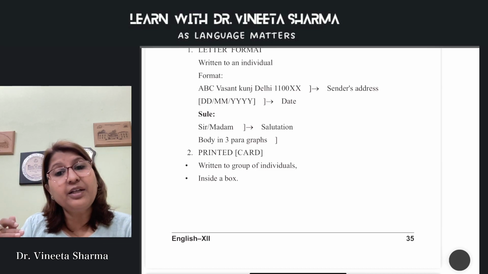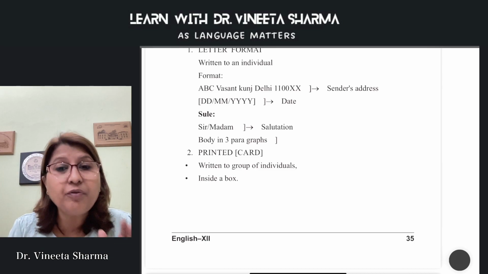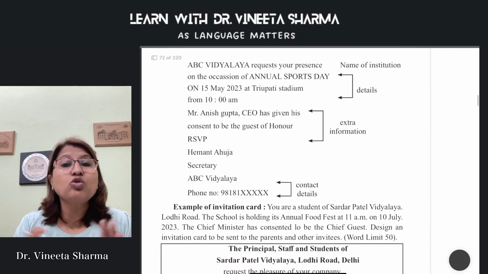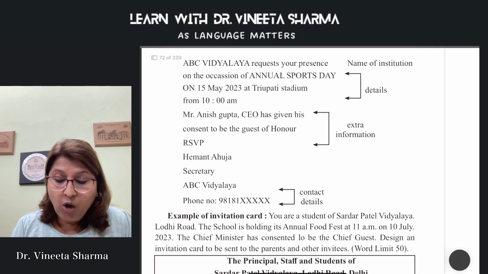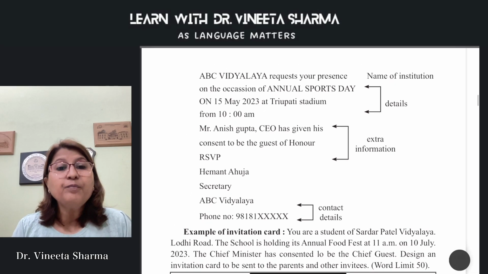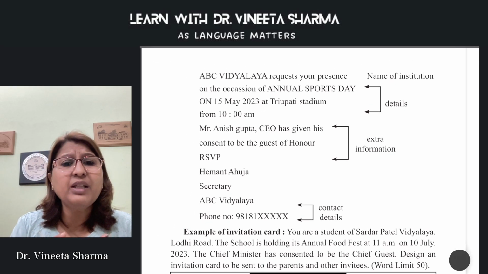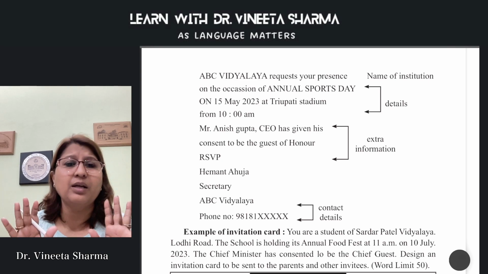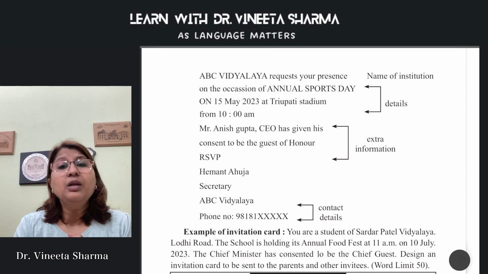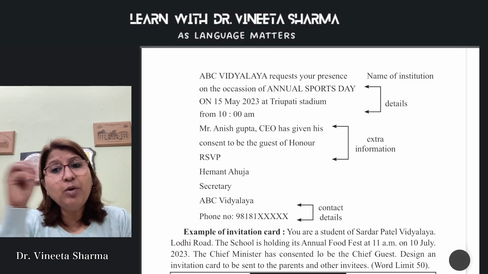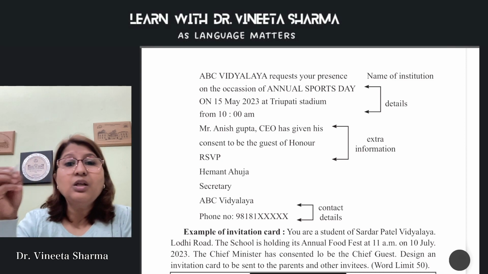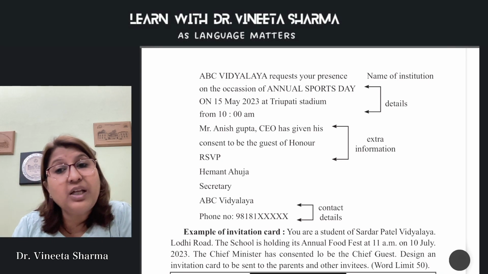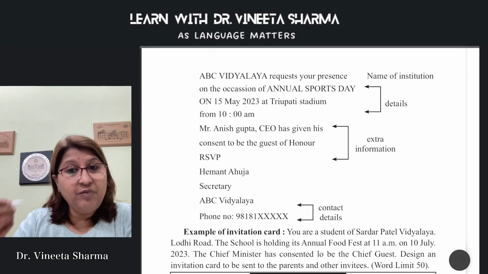So what details does it have? First of all, written to a group of individuals, it has to be inside a box, so the box has to be drawn. Please understand, the box is mandatory for you to draw. So you can understand this by this fact that short compositions have to be put in the box. Just remember that. Now after that, name of the institution first, of course, in one line, then request your presence, then occasion has to be mentioned, date, time, venue.